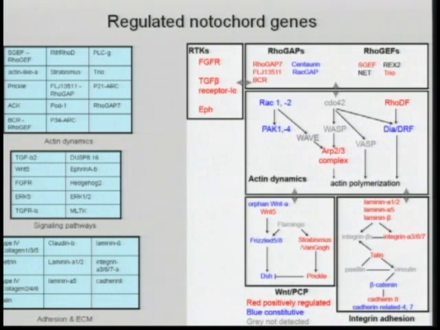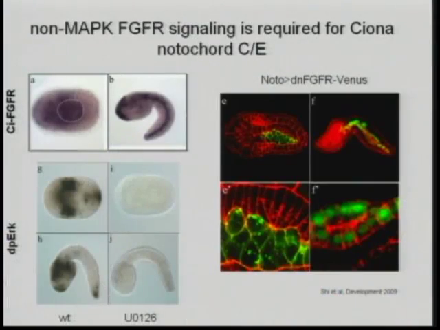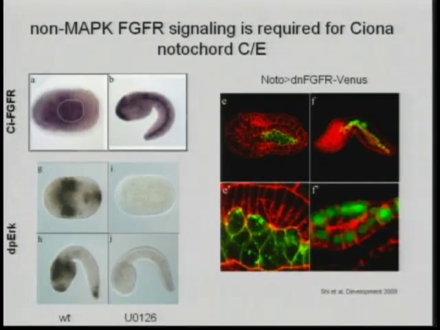So you have some good candidates like adhesion molecules, but in the next few slides, I will focus on one specific signaling pathway, the FGF receptor. Ciona has only one FGF receptor as opposed to four in vertebrates. That makes our life a little easier. The single FGF receptor is strongly expressed in the developing Notochord at the neural stage.